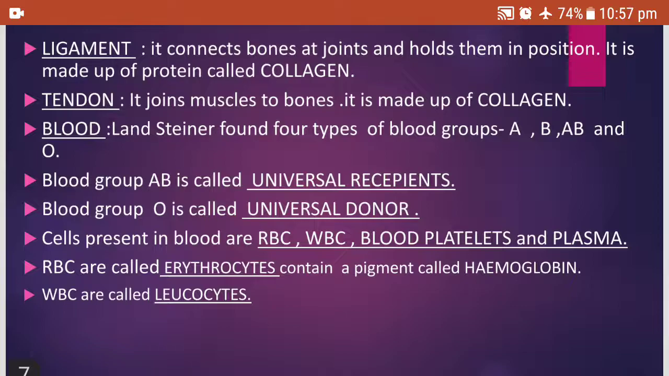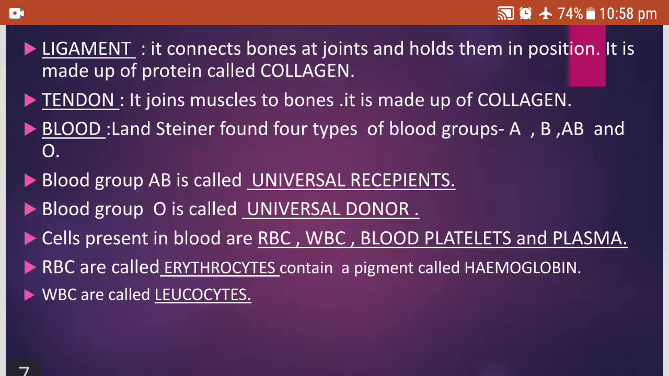Ligament connects the bones at joints and holds them in position. It is made up of a protein called collagen. Remember, ligament connects bone to bone, whereas tendon joins the muscles to bone. Both are made up of collagen.